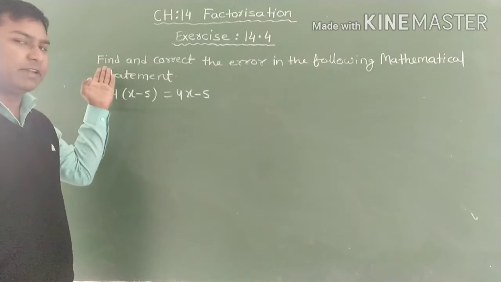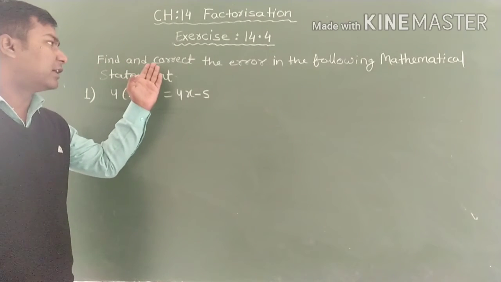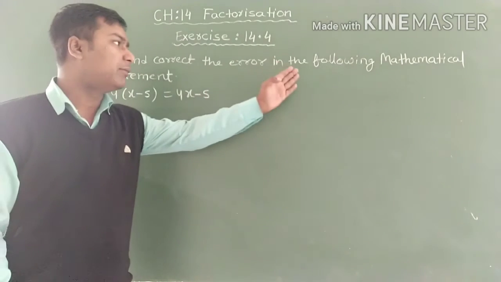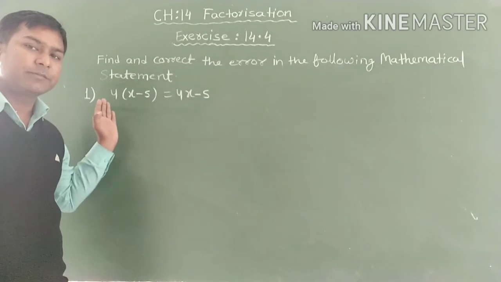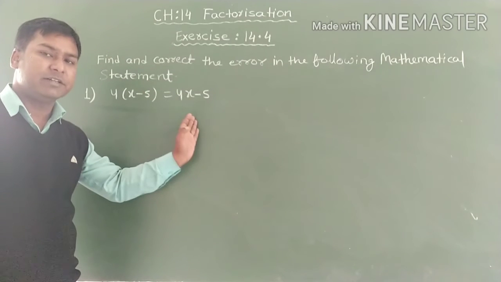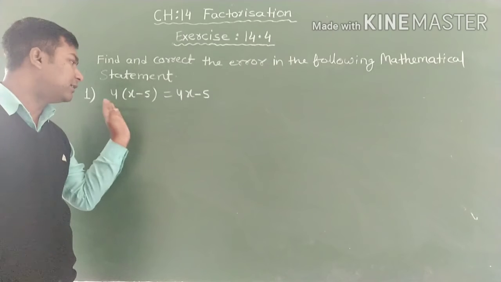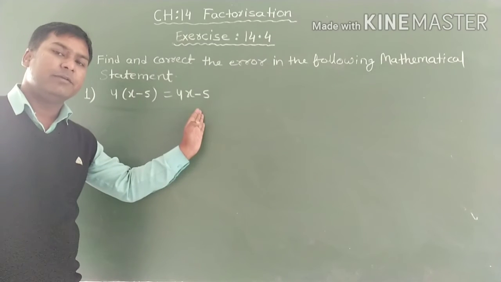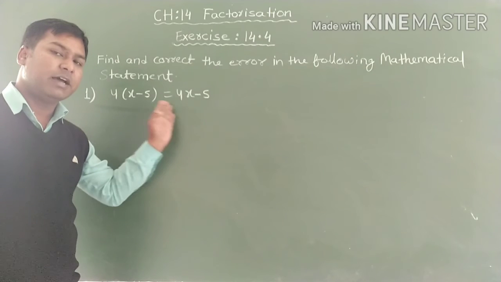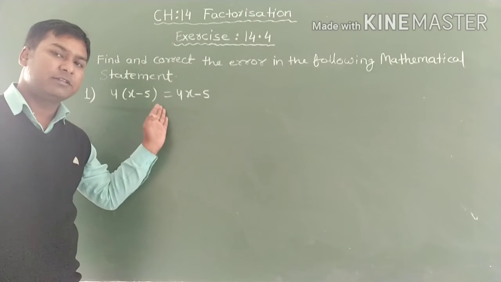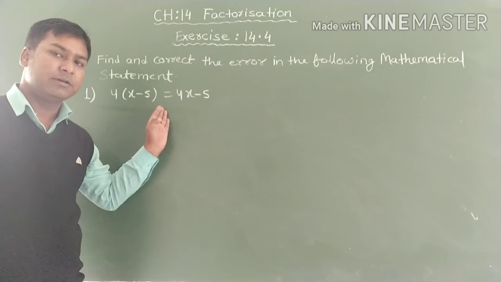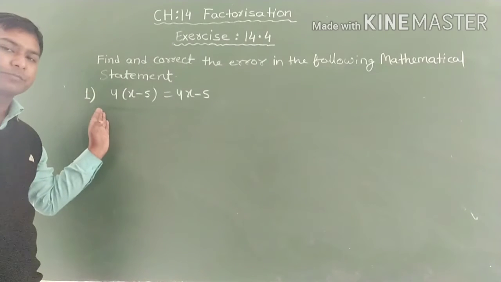Now the question is given here. Find and correct the error in the following mathematical statement. Okay. So in this question a mathematical statement is given here. We have to find the error and correct it, and we have to also write the correct statement. Okay, so question number 1.